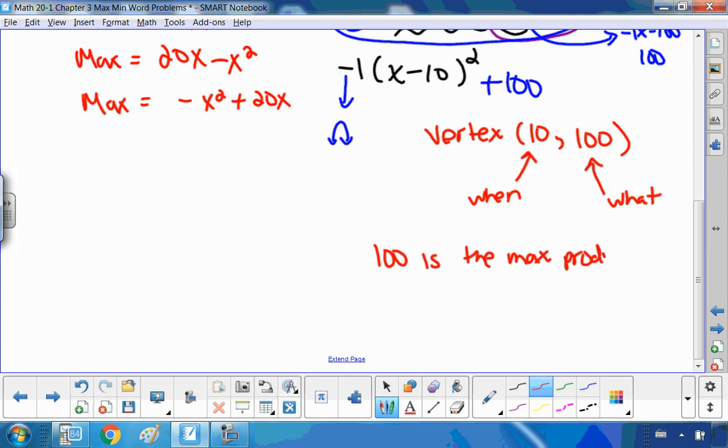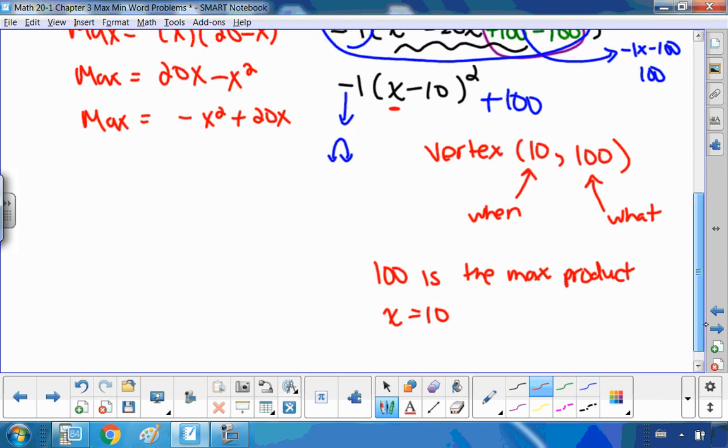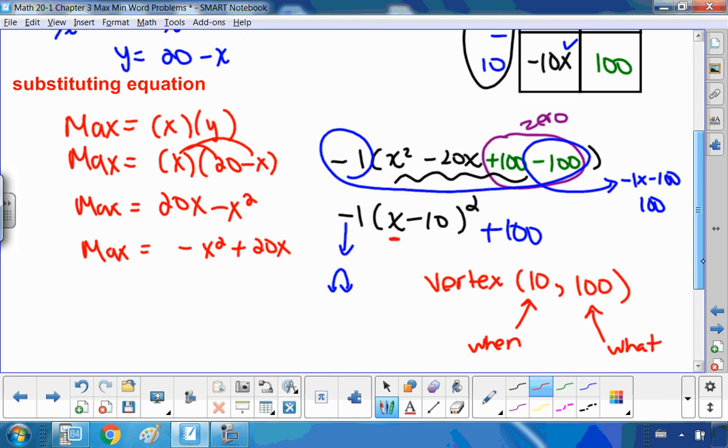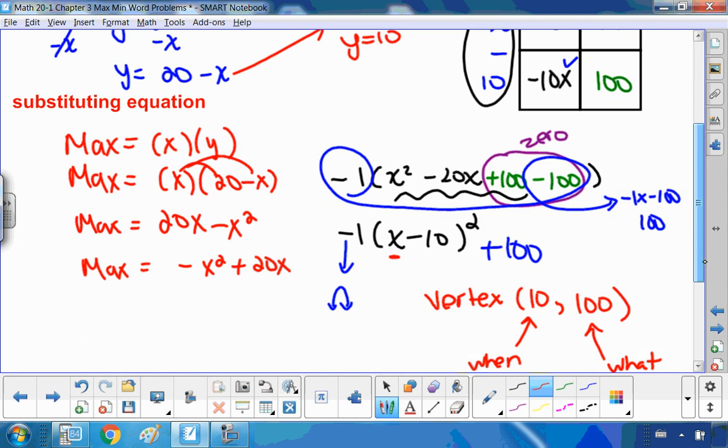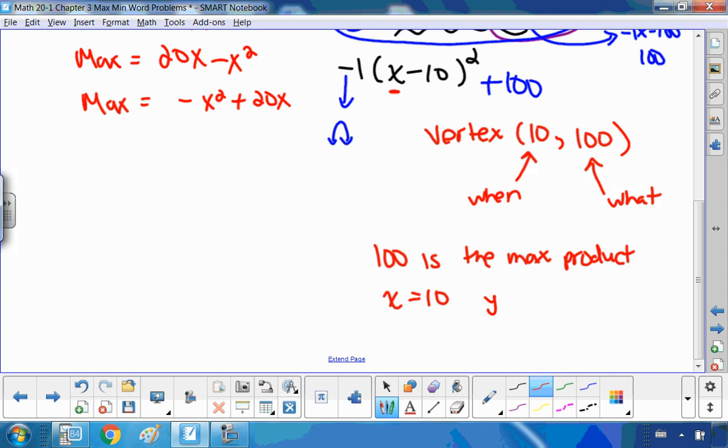And when does it occur? Well, I was dealing with a variable of x. It occurs when x equals 10. So if I know x is equal to 10, let's go back up to my isolating equation. And then I know that y equals 20 minus the x value, which is 10, which is 10. So my other number is also 10. So I go back down here, 10 and 10. So I can say that the two numbers are 10 and 10, and 100 is the maximum product.